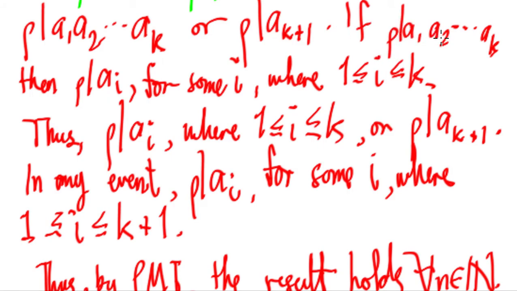So if p divides a sub 1 up until a sub k, then p divides a sub i, since i is located between 1 and k. Or p divides a sub k plus 1. So in any event, p divides a sub i, wherein it's really a factor of a sub i for some i between 1 and k plus 1.